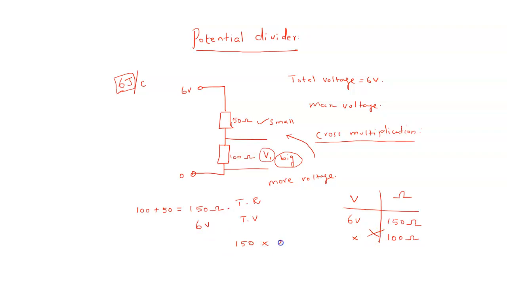150 multiplied by X is equal to 6 multiplied by 100. So X will be 6 multiplied by 100 divided by 150, which means 600 divided by 150 will be 4 volts. So come back: this resistor will take 4 volts. The remaining, 6 minus 4, is 2 volts. This is how we have to find it.